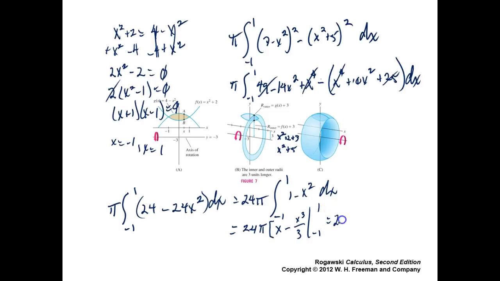All right? That'll be 24 pi. And when you plug a 1 in, oh, why didn't I do this earlier? What do you notice we got here? Symmetry. So to make life easier, just do from 0 to 1 and double it.